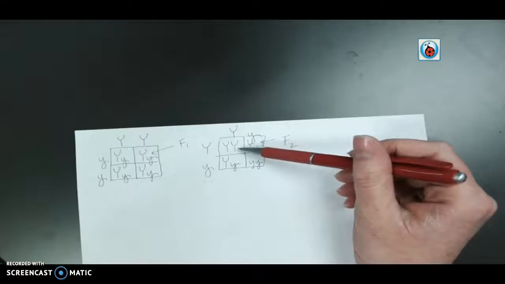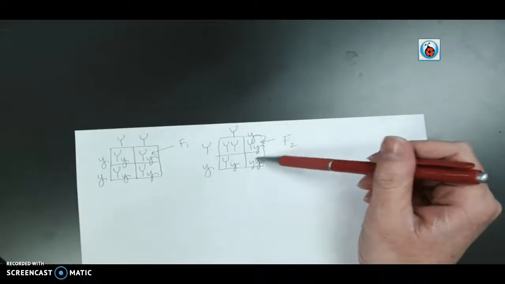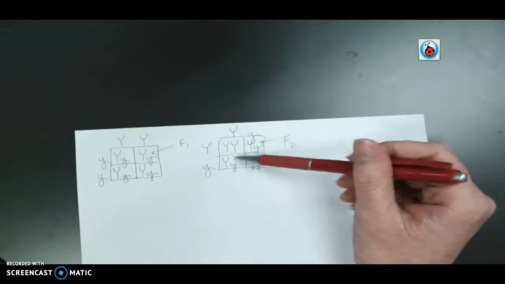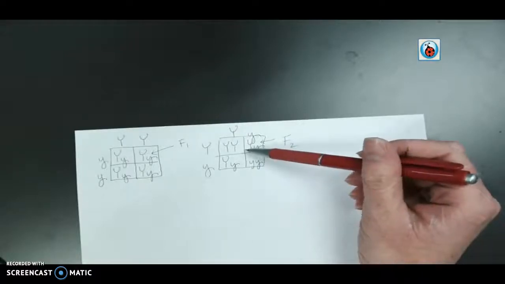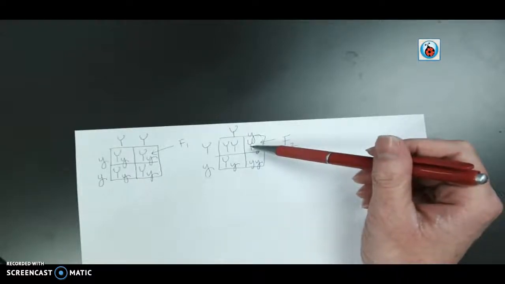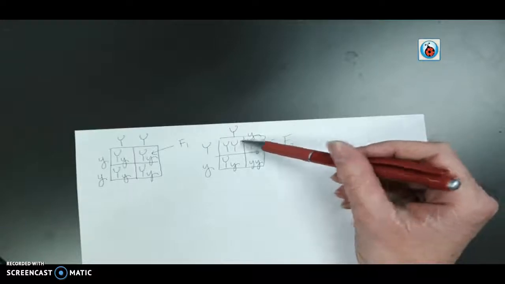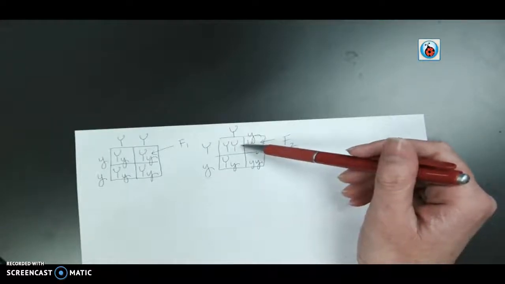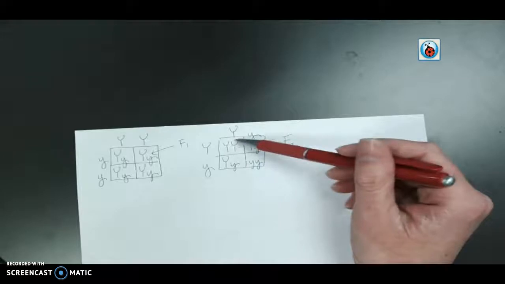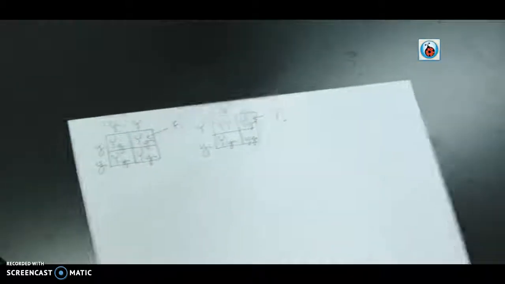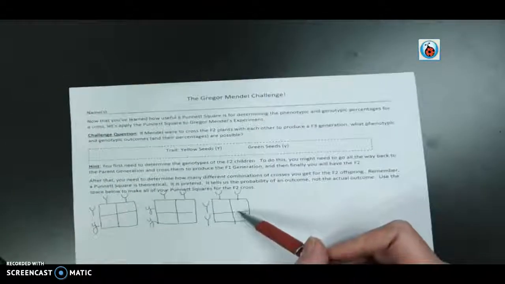But remember, this is theoretical, this is pretend. It doesn't mean that every time you cross two pea plants you only get 4 pea plants. This is showing us probability or percent. Really, Gregor Mendel did this experiment with thousands of pea plants, and so if he had done that, he would have had many homozygous dominant pea plants to cross with each other. So that's what this one's going to represent here.